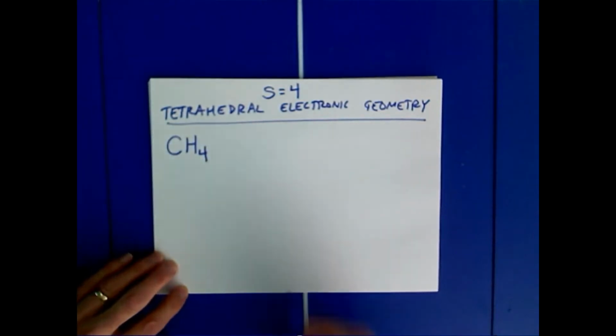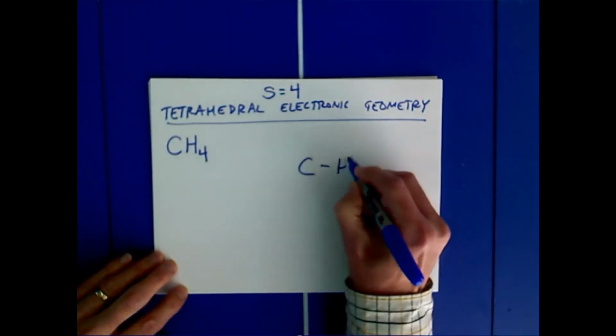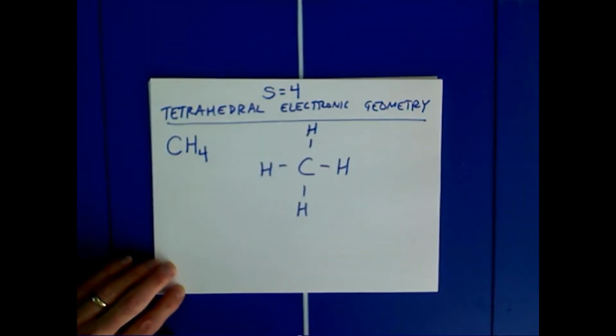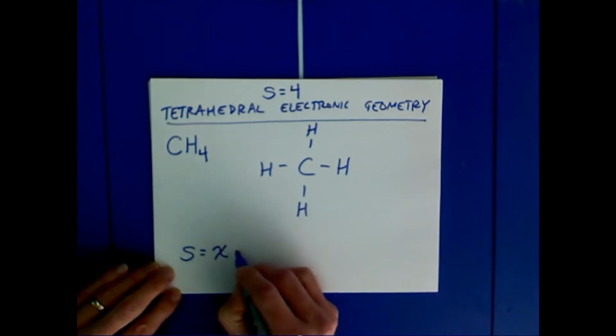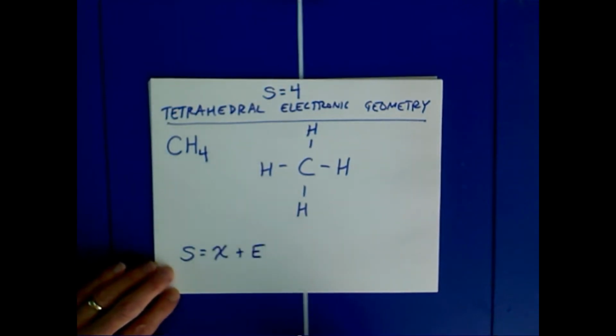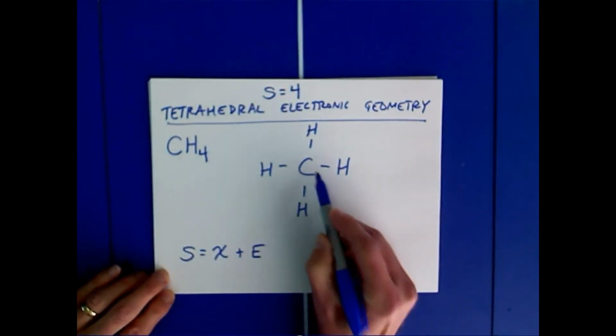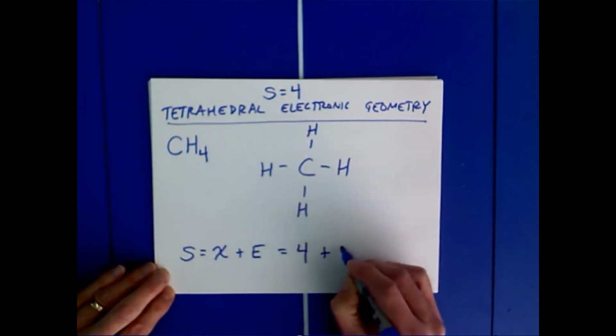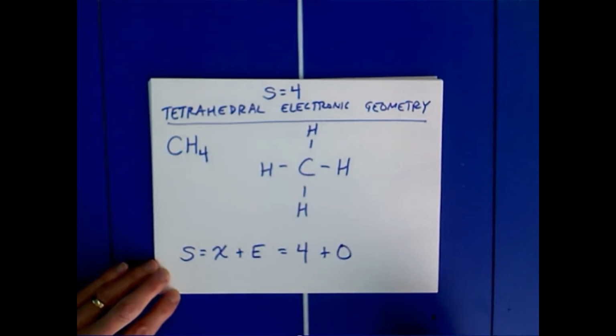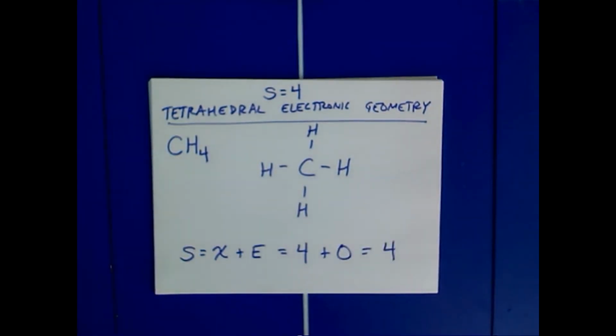the Lewis structure of which is this. And if we were to look at the steric number for this, we're going to take the number of atoms attached plus the number of lone pair electrons around our central carbon. Of course, there's 4 atoms attached to the central carbon. There's no lone pair electrons, and so our steric number is 4. That's going to give us, of course, the tetrahedral electronic geometry.